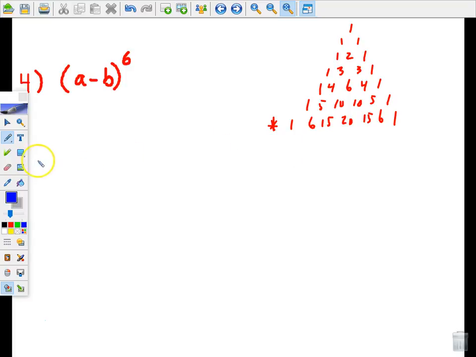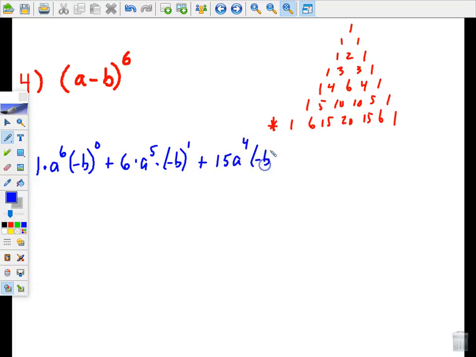Okay, so let's take a look. Row, the number from the triangle, a goes to the 6th, and negative b will start at 0. Okay, triangle number, a goes down, b goes up. Triangle number, a goes down, b goes up. Triangle, a goes down, so we go 6, 5, 4, now we're at 3. And b was 0, 1, 2, now we're at 3.